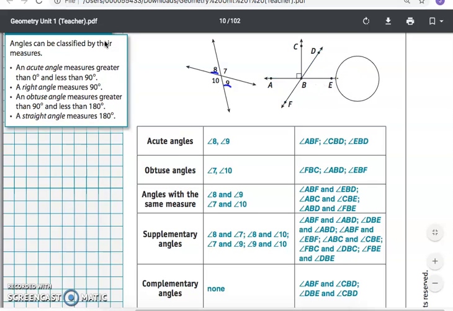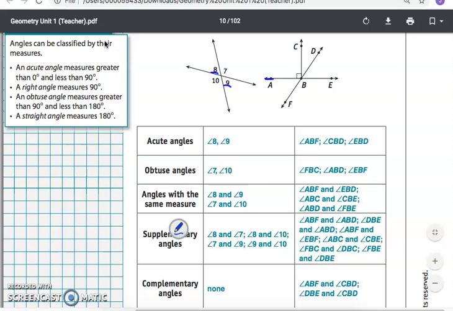Okay, the supplementary angles. Angles that add up to 180. You got angle ABF and angle EBD. Angle ABD, because they form this straight line, so they must add up to 180. You've also got angles DBE and ABD because they form a straight line. And you've got angles ABF and EBF because they form the straight line, the straight angle ABE.